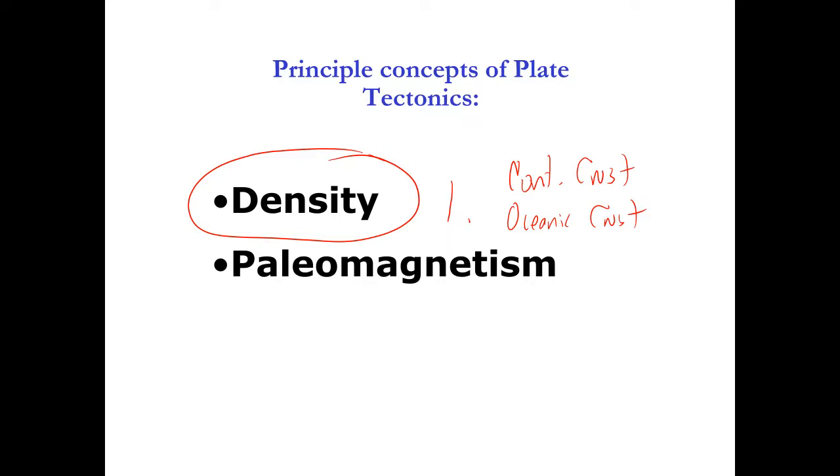Second proof is going to be the age of the seafloor as it plays out with proof of paleomagnetism. We haven't talked about the core yet too much, right? So the core is going to come into play with paleomagnetism. So let's go through 2 of these quickly.